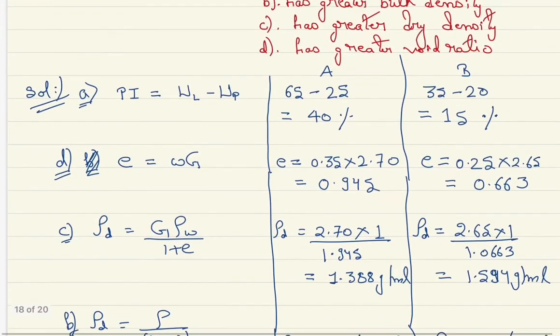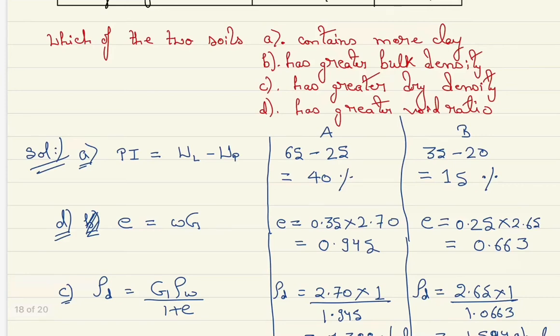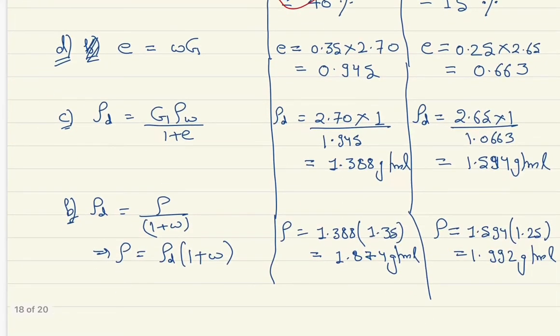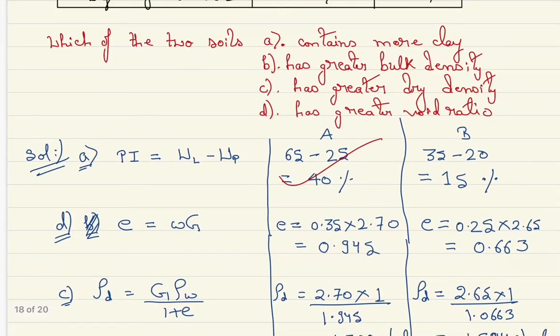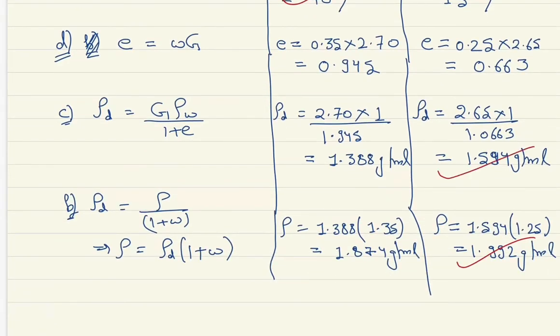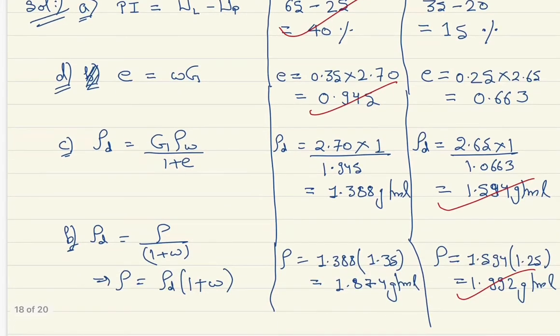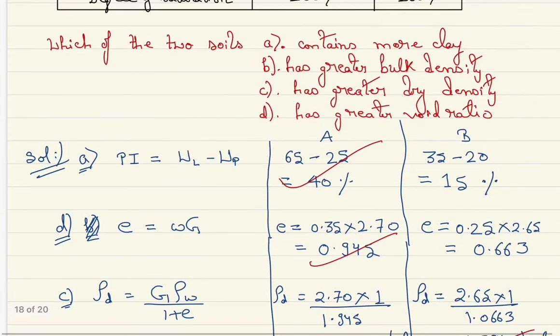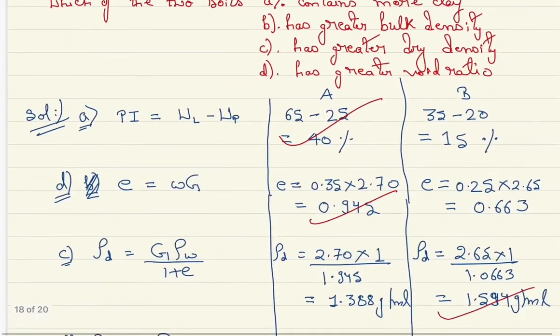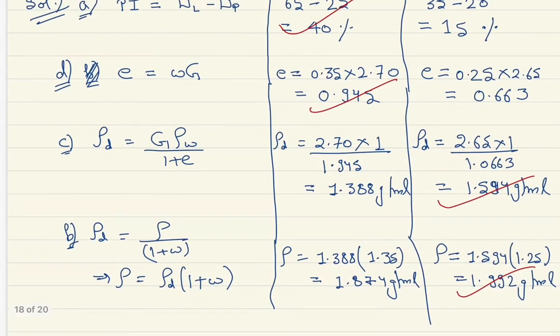It will be equal to 1.992 gram per ml. Now the question is, which of the two soils contains more clay? The one having greater plasticity index will have more clay. Which of the two soils has greater bulk density? We know now. Greater dry density, that also is known. Greater void ratio, also known. So this is how we can solve this question.